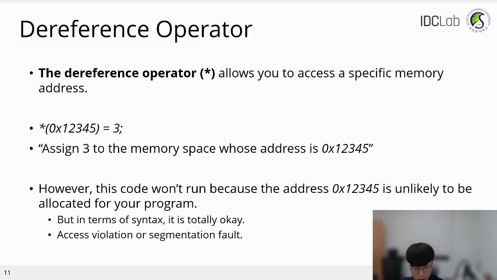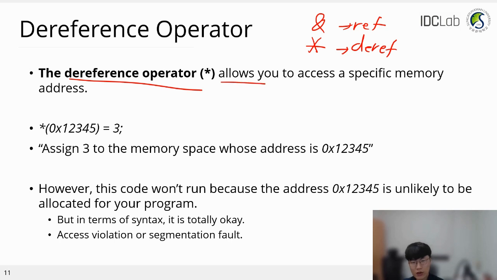To this end, we need to have a special operator that allows us to access a specific memory address, which can be done by the dereference operator. In the previous slide, we used the reference operator, ampersand, and this is the dereference operator, star. The dereference operator star allows you to access a specific memory address. As I told you before, this is a more universal way to access a memory space.